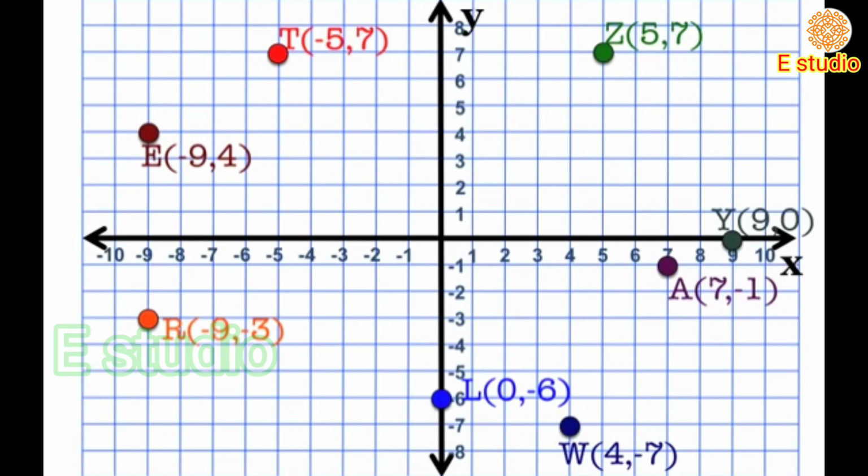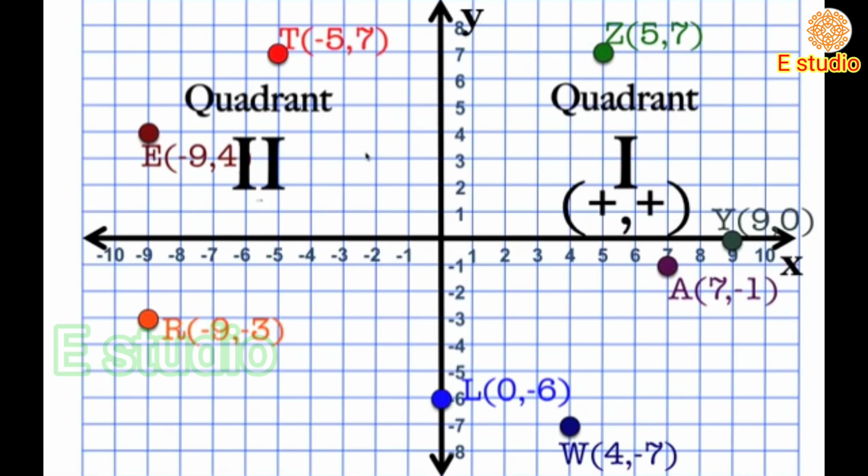Now it's important to remember your quadrants. This here is quadrant 1. And in quadrant 1, all of our points have a positive x-coordinate and a positive y-coordinate. And that's why Z is in quadrant 1. Because 5 here is positive and 7 is positive. In quadrant 2, our x is negative and our y is positive. Think about the points we have here. Point E is negative 9, 4. The x is negative, the y is positive. Point T is negative 5, 7. The x is negative, the y is positive. And that's why they're in quadrant 2.